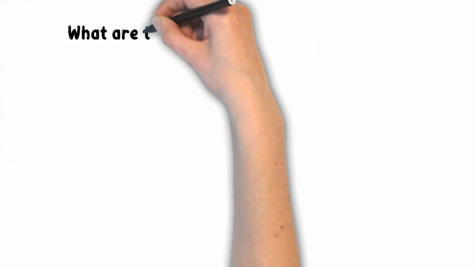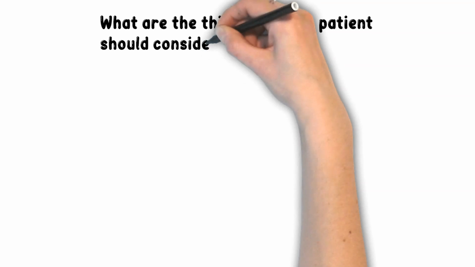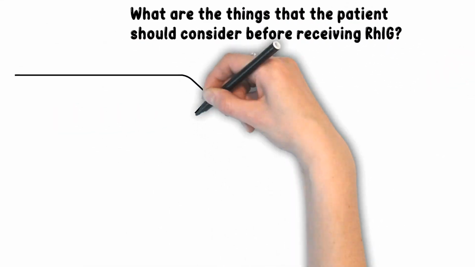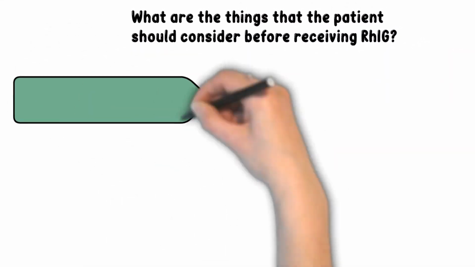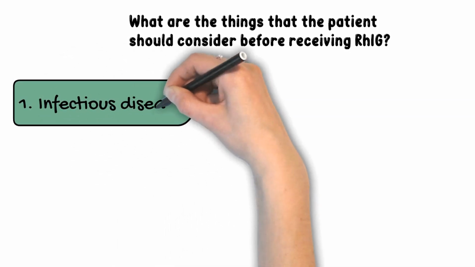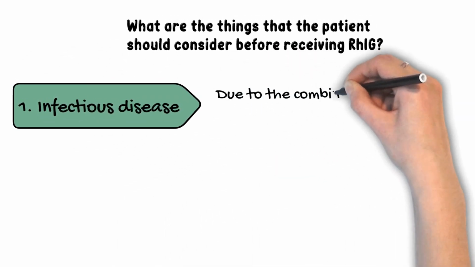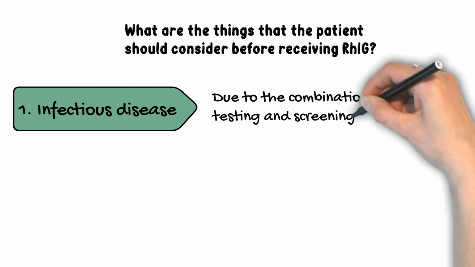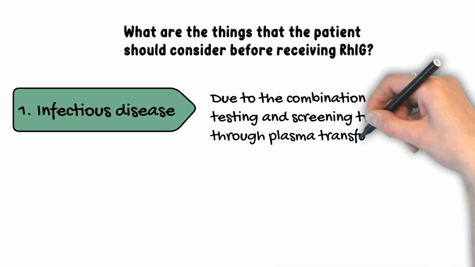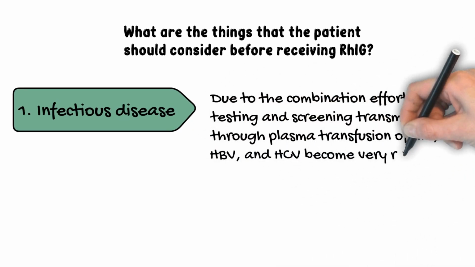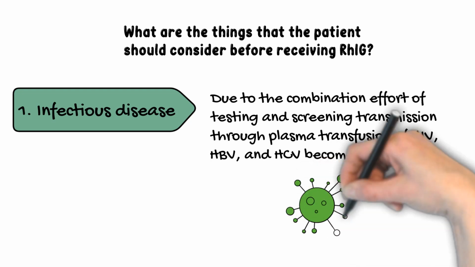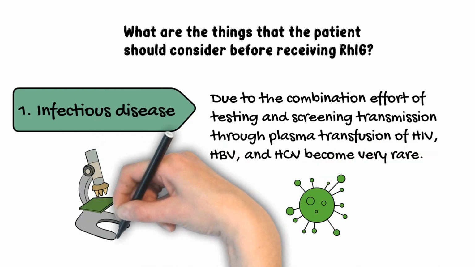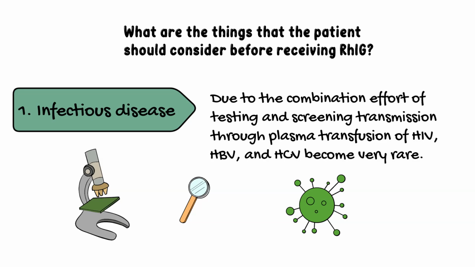What are the things that the patient should consider before receiving RhIG? RhIG is a human product. It is a purified human plasma containing anti-D. Plasma comes from donors who go through infectious disease screening and testing. It is heavily regulated by the FDA. However, these donated plasma still carry risk for transmitting infectious disease.